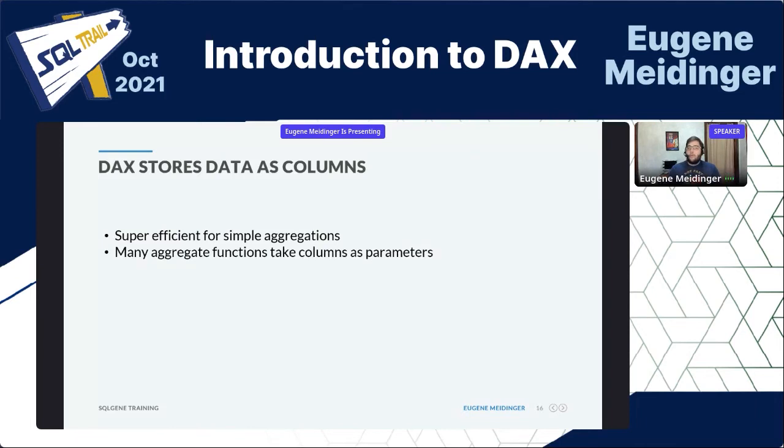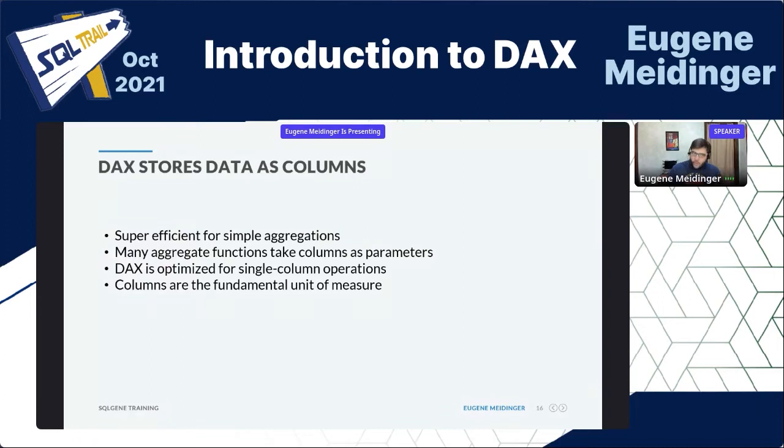And so many aggregate functions take in columns as parameters. So when we don't have that row context, when we refer to a column name, what you're actually passing in is the entire column, which is stored separate from other columns. And so again, DAX is optimized for these single column operations. Columns are the fundamental unit of measure when it comes to DAX.